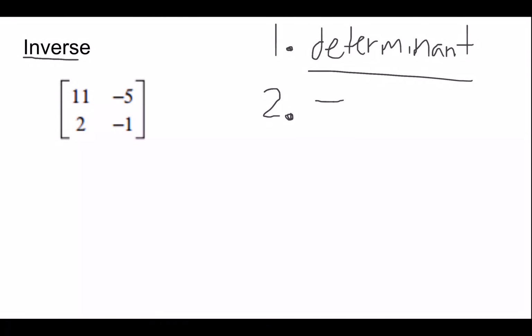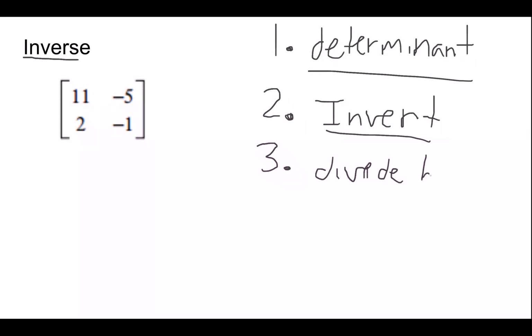Then we're going to do the step where we invert the matrix. So we're going to invert this matrix, and step number 3 is to take the inverted matrix and divide it by the determinant. So it's good that we find this determinant already off the bat, because we're going to have to take it at the end and divide it by the determinant.